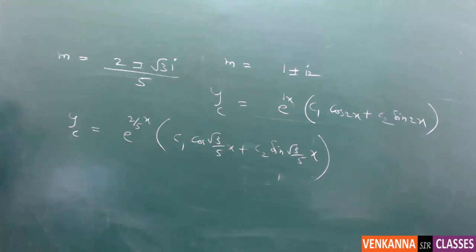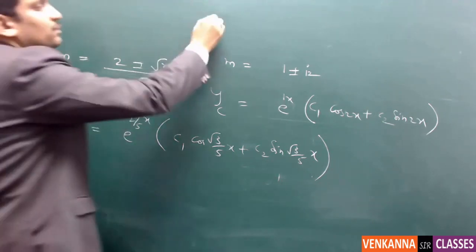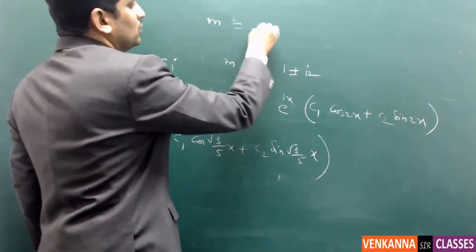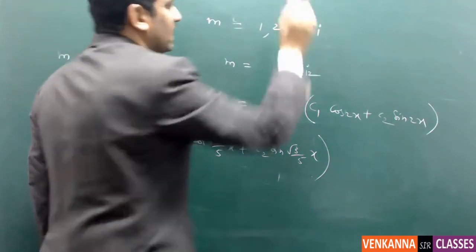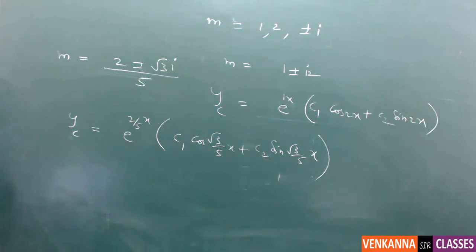So for distinct roots, we have seen how to write. For repeated roots we have seen, and this is the procedure for writing complex roots. If you have a simple example, let me say m is equal to 1, 2, plus or minus i. So what is the order of the differential equation? Four, because I got 4 roots. 1 is a root, 2 is a root, plus i and minus i are the remaining 2 roots.